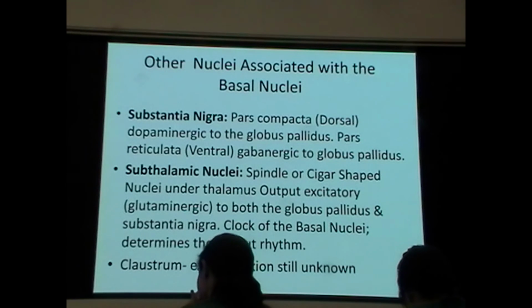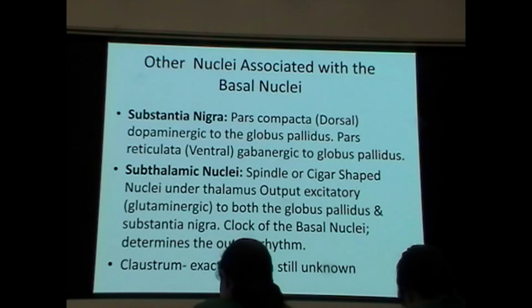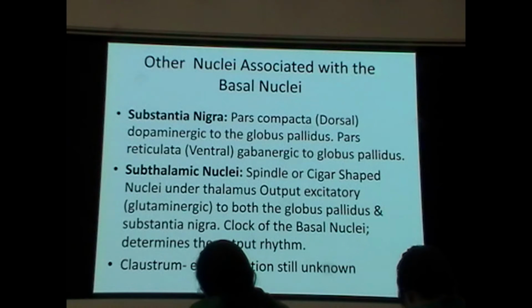to the globus pallidus. It is inputs to the globus pallidus, okay? The pars reticulata, the ventral aspect of the substantia nigra, this is GABAergic to the globus pallidus. Okay? So one is somewhat excitatory, one is somewhat inhibitory. The dopaminergic pathway is more excitatory, the GABAergic is more inhibitory.